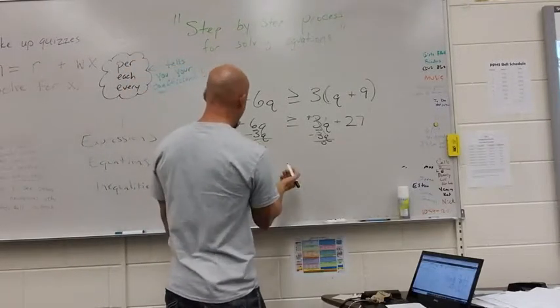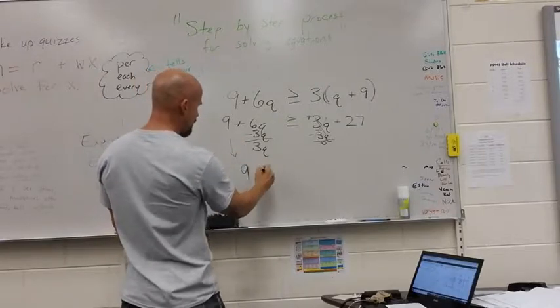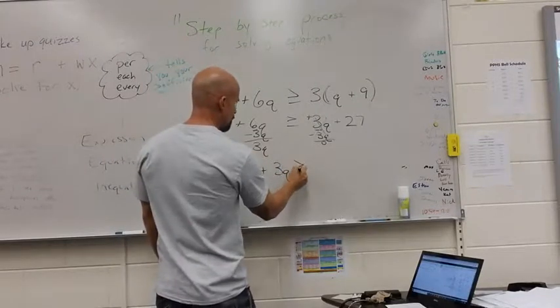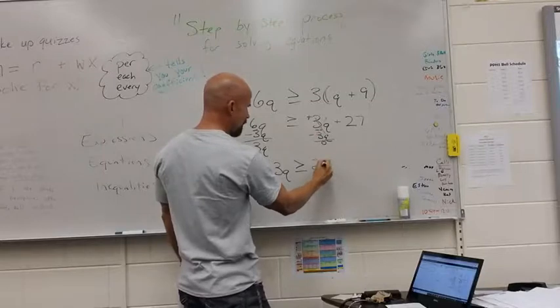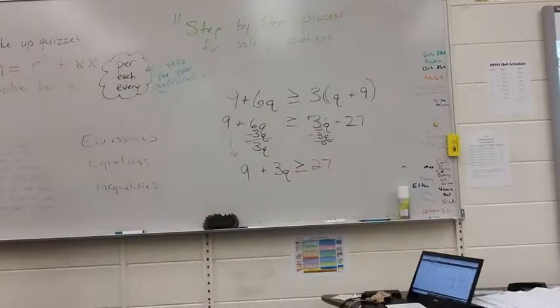And so now I can bring down the 9. I still have plus 3q. Greater than or equal to, I got rid of that, so I don't have that anymore. So I just have this equation now. Now I'm on to step 4.